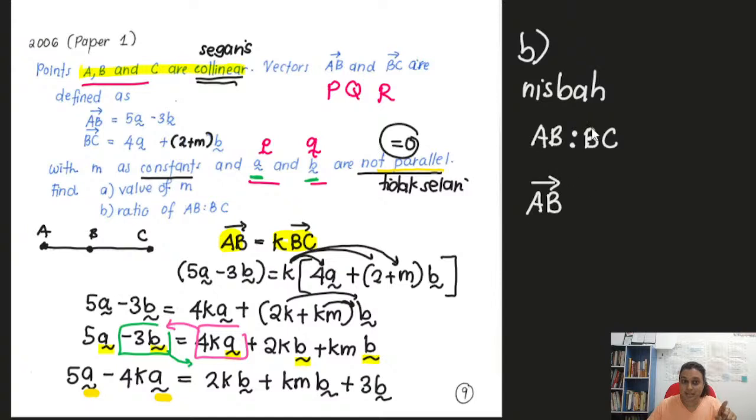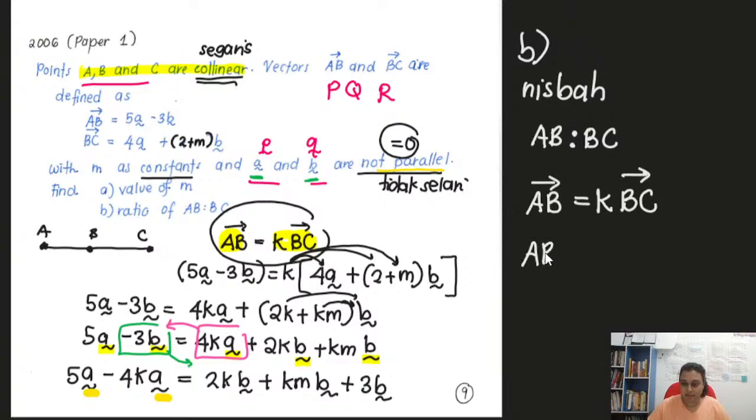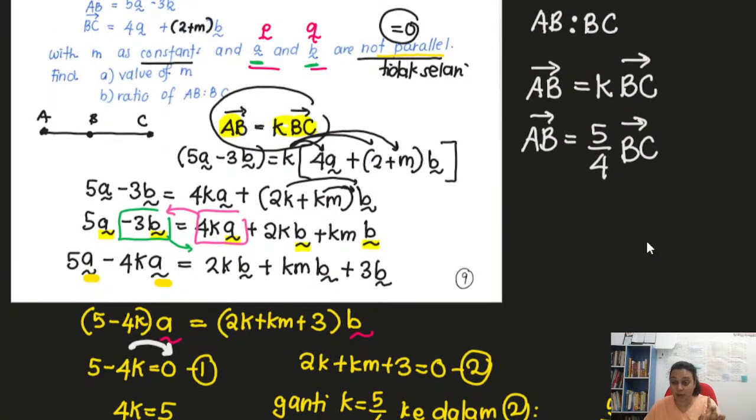Vector AB equals how much? You copy this. It equals K vector BC, isn't it? Just now we got the answer for K, right? 5/4. So we copy that here. AB equals 5/4 BC. When you get this form, this is the lambda form. If you all forgot, go back to last week's class and just see this part again. Please don't forget. That's why it's very important to do maths every day.